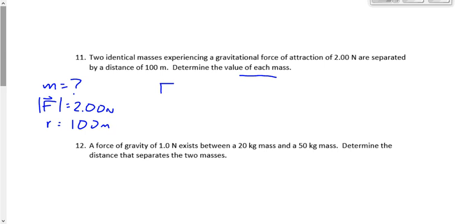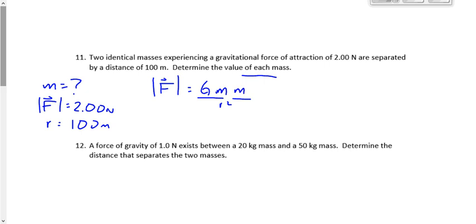Let's write down our equation. Okay, we might not be sure how we're going to solve this yet, but we can at least write down the equation. F is equal to G times M1 times M2 over R squared. But what's M1 and M2? Well, they're the same thing, so let's call it just M and M.